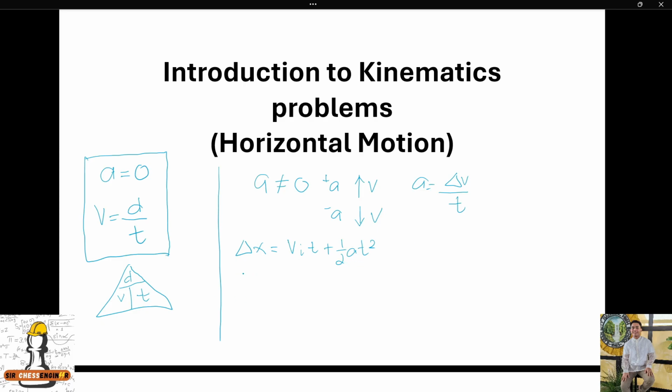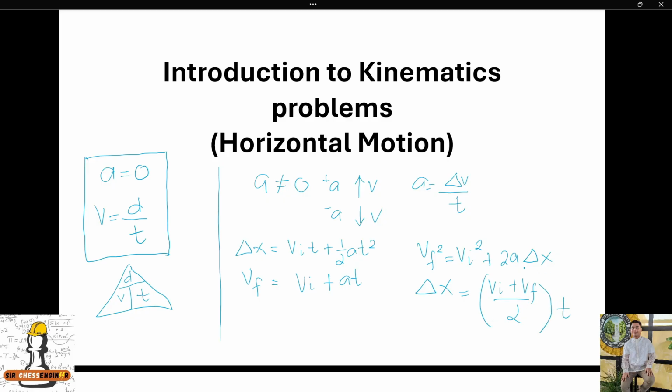The second equation that you need to remember is the final velocity. All you have to do is differentiate delta x with respect to time, dx/dt, so you end up with v_i plus a t. So this is the second equation. The third equation is v_f squared, which is v_i squared, the initial velocity squared, plus 2a times displacement. And lastly, another equation for displacement, delta x, is initial velocity plus final velocity divided by 2, times time.